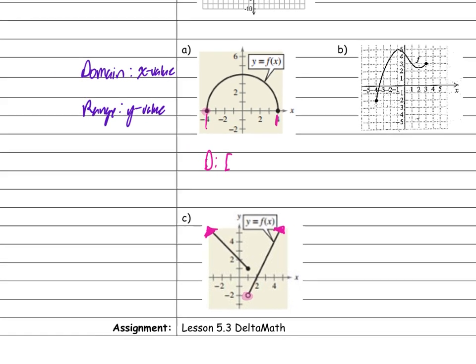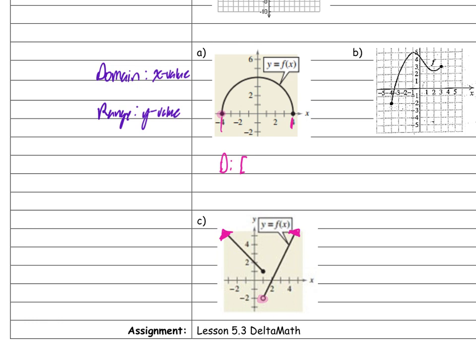Remember, I wrote that down on the other page, but I'll write it down here also. So included, which is a solid point, would be the brackets. Not included, which is the open point, is the parentheses. That didn't really look like a parenthesis. Or if I have negative infinity or infinity, it's also the parentheses. Does that help a little bit?